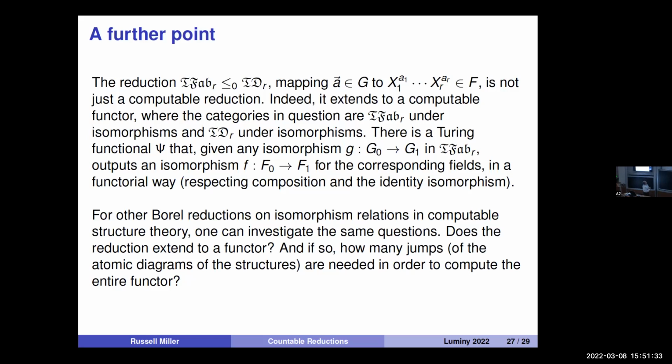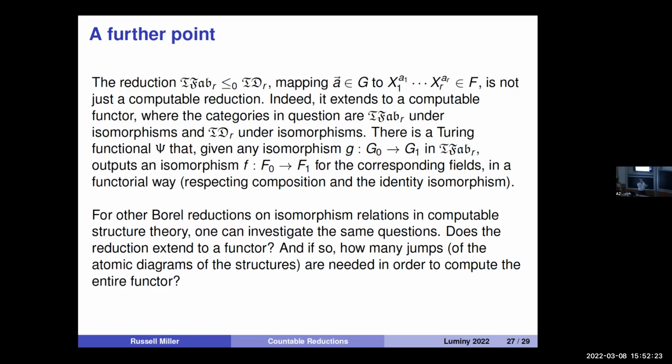Okay, further point here. The left to right reduction from TFAB R to TDR actually extends to a computable reduction, and it extends to a computable functor, for those who know what that is. So if you have an isomorphism given to you between two, obviously isomorphic, copies of a group in TFAB R, then from that isomorphism and those two copies, you can compute a corresponding isomorphism between the two fields that are spit out by this reduction. And it is functorial, it respects composition of isomorphisms and all of that, which is a nice fact.